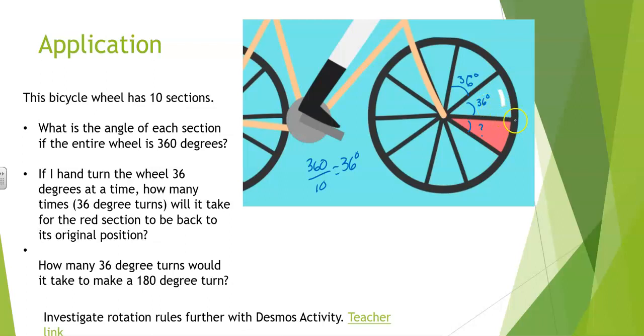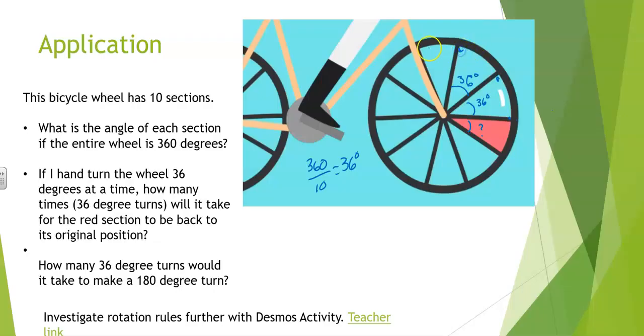So the first time I do it, it would be here. The second time, this little piece would be here. The third time it would be here. 4, 5, 6, 7, 8, 9, and then it would take the 10th time to get it back there, right? 1, 2, 3, 4, 5, 6, 7, 8, 9, 10 gets it right back. So that would be 10. This would be 36 degrees. Now, thinking about that, how many 36-degree turns would it take to make 180 degrees? Well, that's half of 360, so 5.